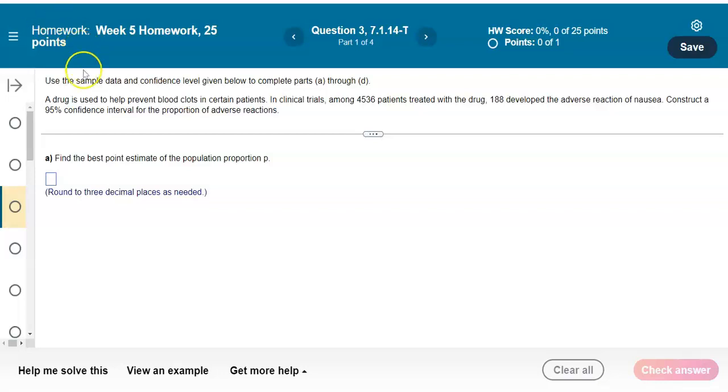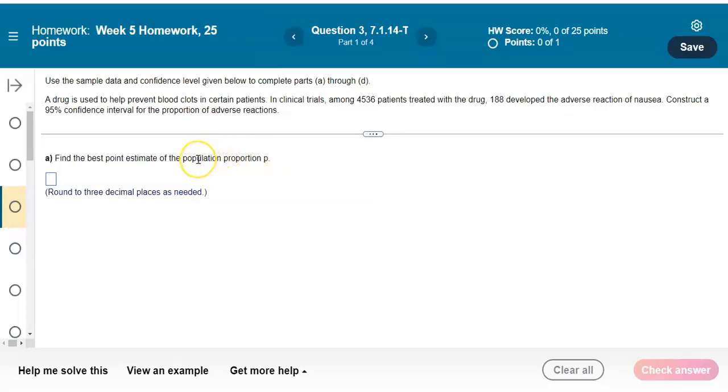So the first thing we're asked to do is to find the best point estimate of the population proportion, which we denote by the letter P. Anytime you're doing a confidence interval, you're going to start by finding the point estimate. The point estimate is just the value that we get from the sample. That's the best way for us to start to get a prediction of what the value for the whole population would be. So the point estimate is always just the statistic you get from the sample.